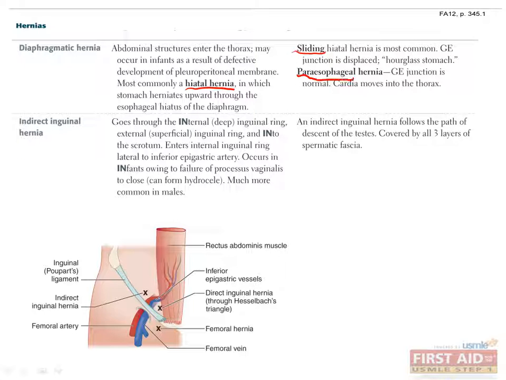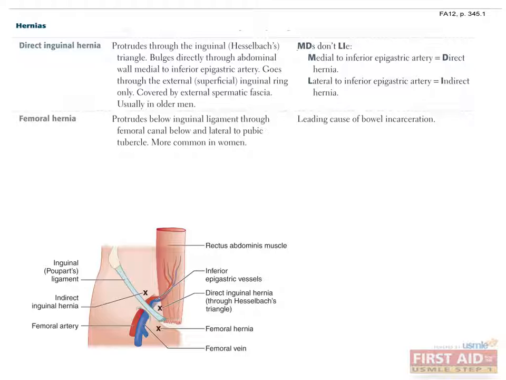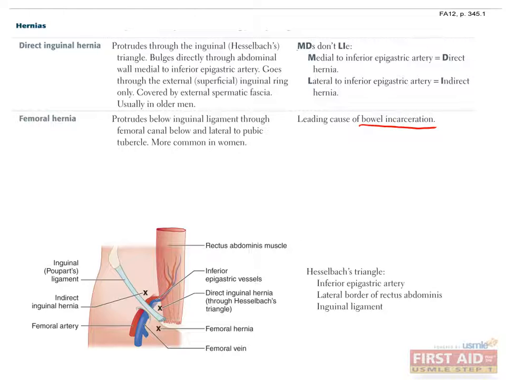Paraesophageal hernias can also occur, with a normal GE junction, and the cardia of the stomach is displaced into the thorax. The final hernia to mention is the femoral hernia, which is more common in women. Here there's a protrusion below the inguinal ligament and through the femoral canal, and this is an important cause of bowel incarceration.